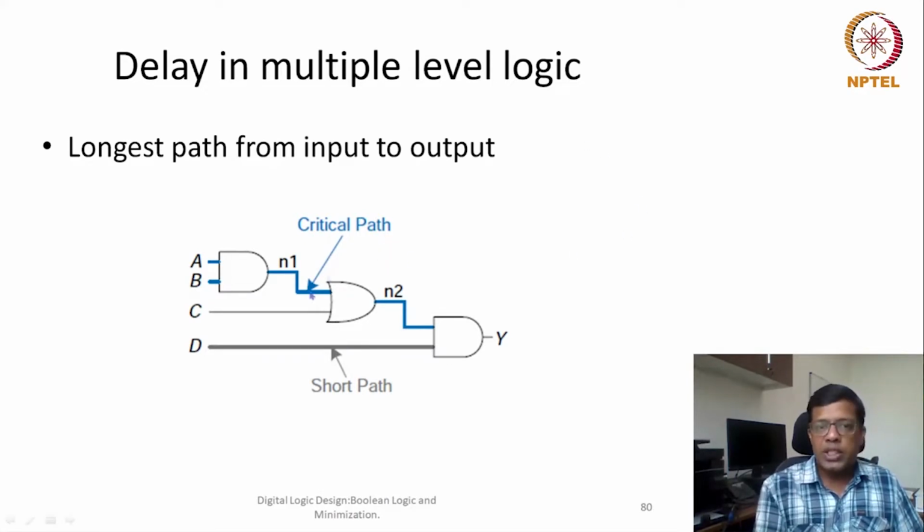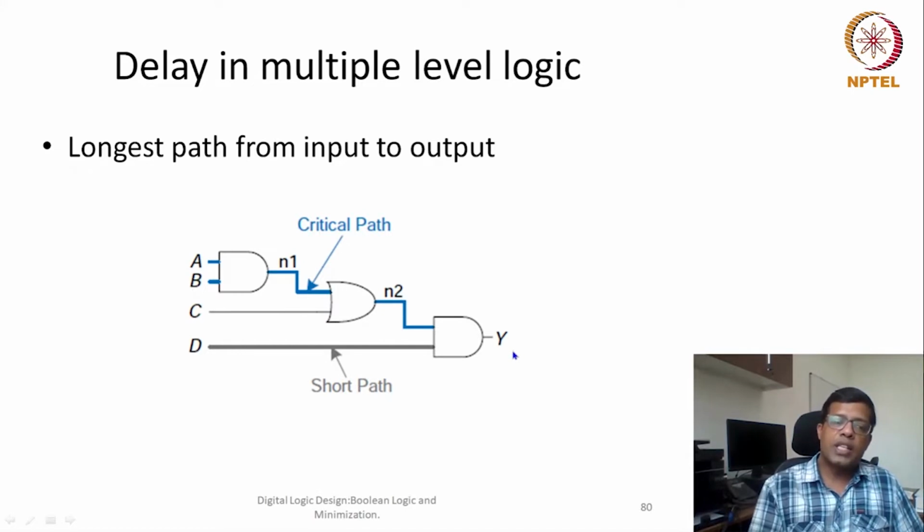So here we see that, let's say this is the logic implementation we have done. In this logic implementation, this is the shortest path, because whenever this D input is available, after that there is only one gate delay to change the output. However, if any of these inputs A or B change, then first N1 will change, then N2 will change, then Y will change. So this becomes the critical path.